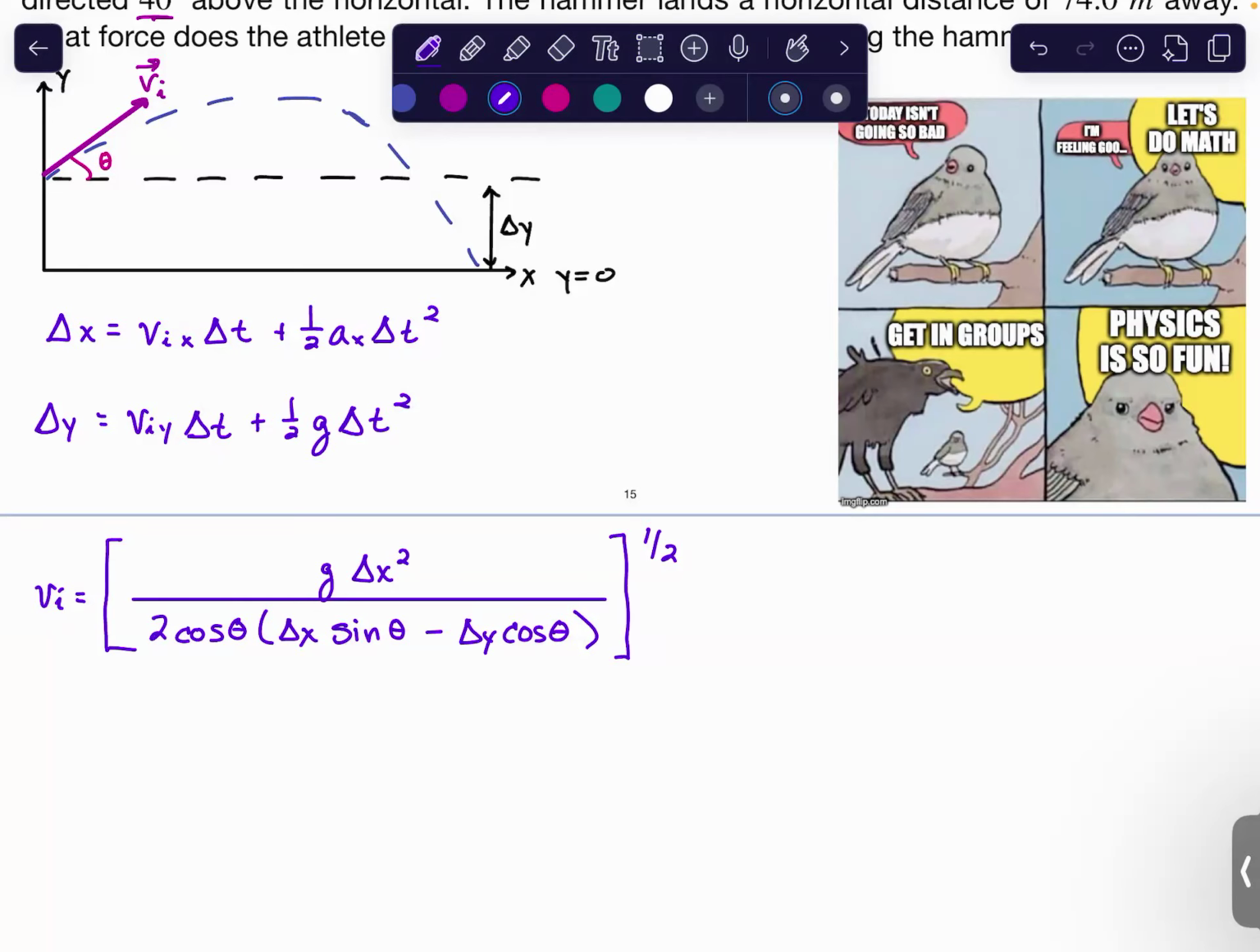Do we need to set something up to get the delta x and the delta y? That's some algebra with a little trick.